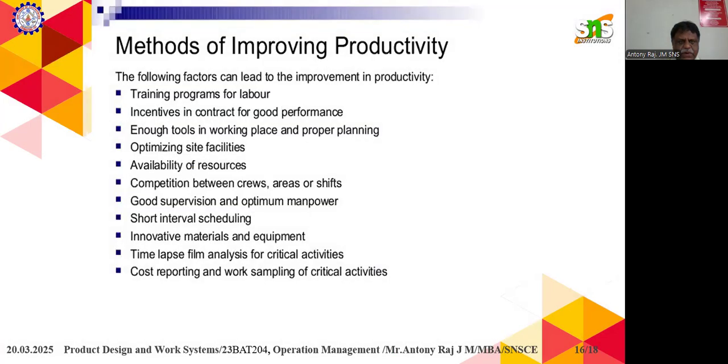Methods of improving productivity: the following factors can lead to improvement of productivity. Training programs for labor, incentives and contracts for good performance, enough tools in the workplace and proper planning, optimizing site facilities, availability of resources, competition between crews, good supervision and optimum manpower, short interval scheduling, innovative materials and equipment, time-lapse film analysis for critical activities, and fast reporting and work sampling of critical activities.